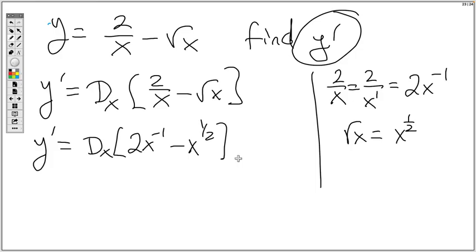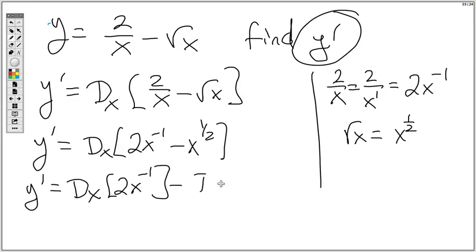Now imagine plugging an x into this expression. You would figure out x to the minus first, multiply it by 2. Then you'd figure out x to the 1/2. And the last thing you would do is subtract those two quantities, which means the first derivative rule to apply is the subtraction rule. So I would take the derivative of the first term minus the derivative of the second term.